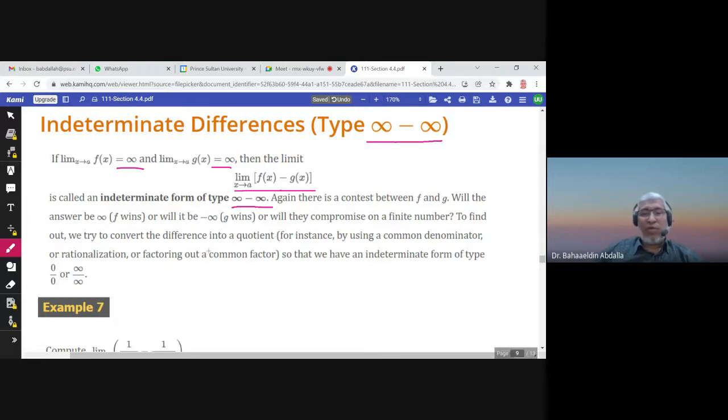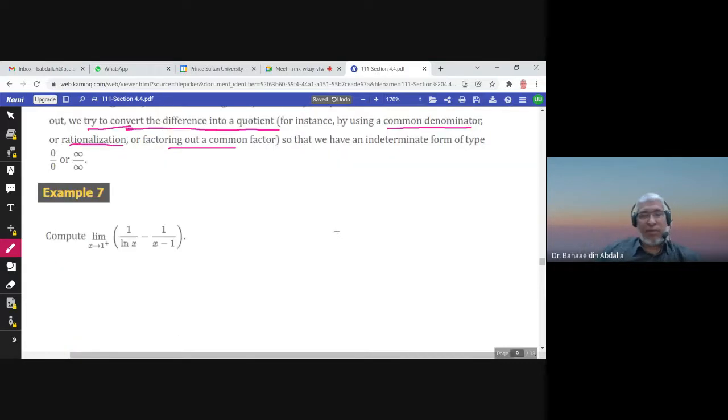So usually you want to convert the difference into a quotient. If you can convert the difference into a quotient, then you will have 0 over 0 or infinity over infinity. Sometimes you do this using a common denominator, or rationalizing, or factoring a common factor. Okay, so let us have some examples.